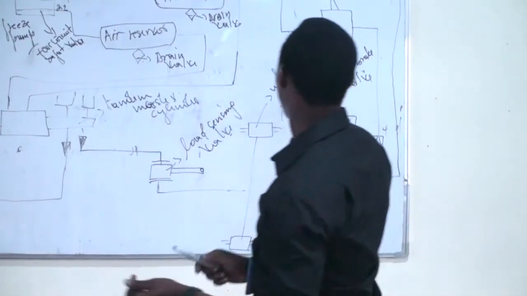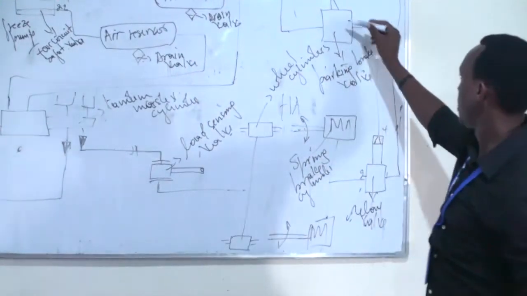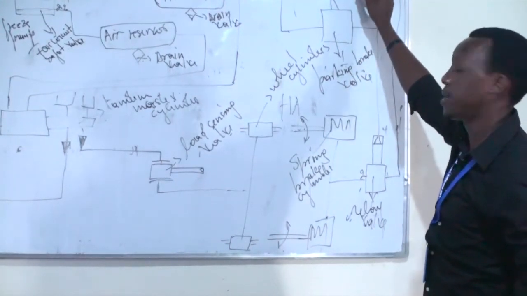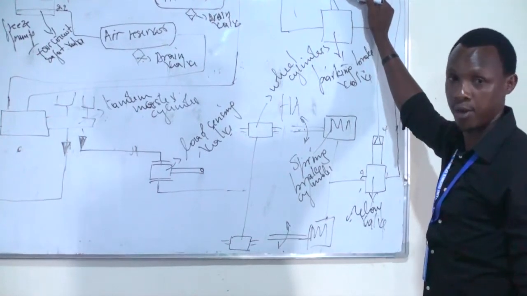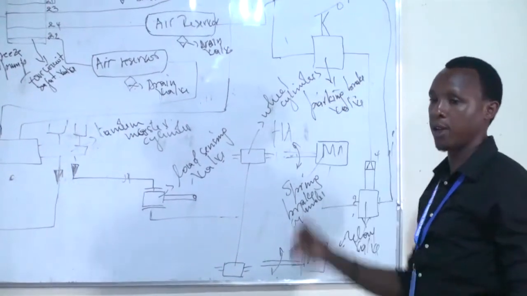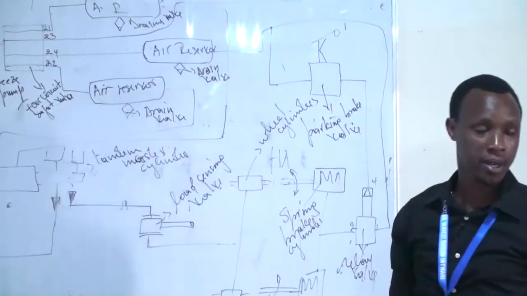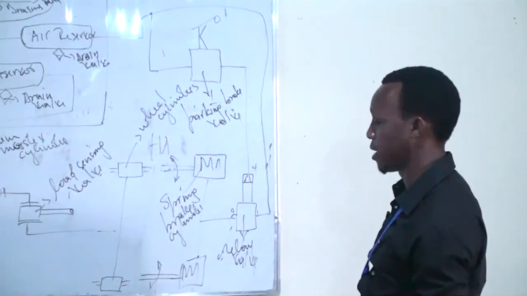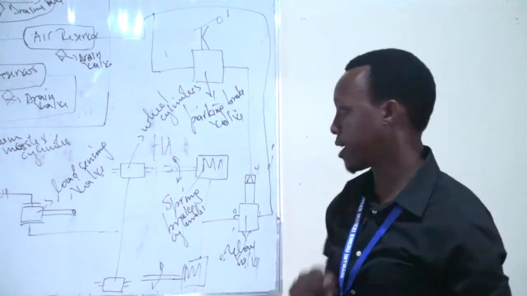So the parking brake system here will be operated by this parking brake valve to stop the vehicle on an uphill gradient whenever the driver is absent. So we have also the secondary brake system.